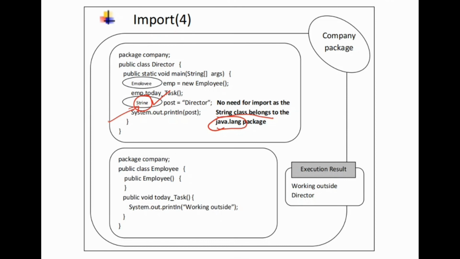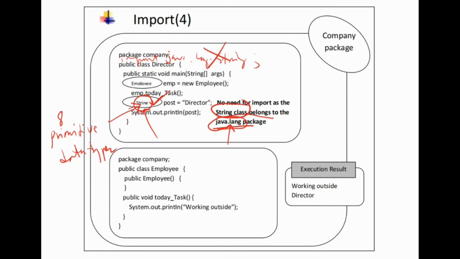Okay, string is not included in the 8 primitive data types of Java. String is actually a Java class that belongs to the java.lang package. Whenever you use it, you don't need to import it. You don't have to say import java.lang.String. As mentioned earlier, all the Java classes stored in the java.lang package do not need to be imported into the caller class. Okay, you can just access them directly.